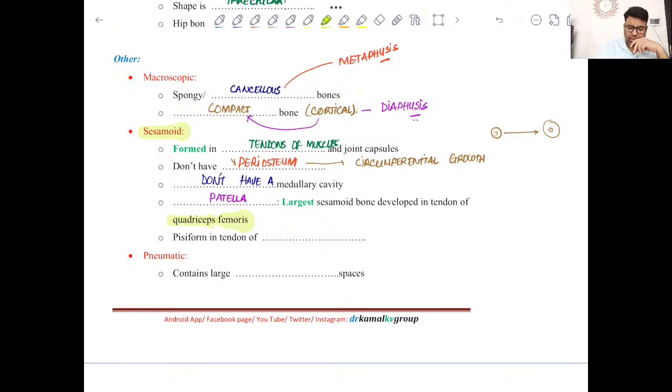Okay. There is another example of a sesamoid bone, and this is the pisiform. The pisiform is a carpal bone in the wrist, and it develops in the tendon of flexor carpi ulnaris. In short, you can remember FCU. Clear? So at least remember two examples, patella and pisiform.